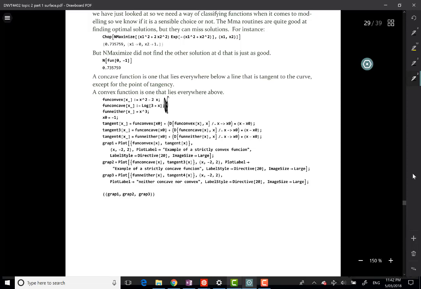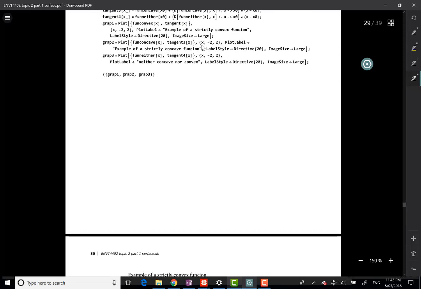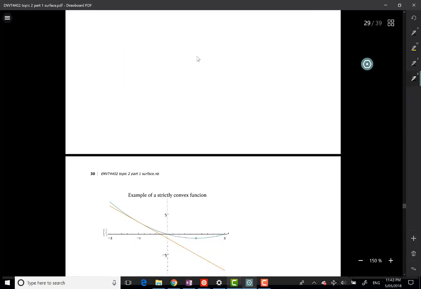So these are just a selection of 3 functions. The first one is convex, the second one is concave, and the third one is neither convex nor concave. And these commands here just generate the functions.